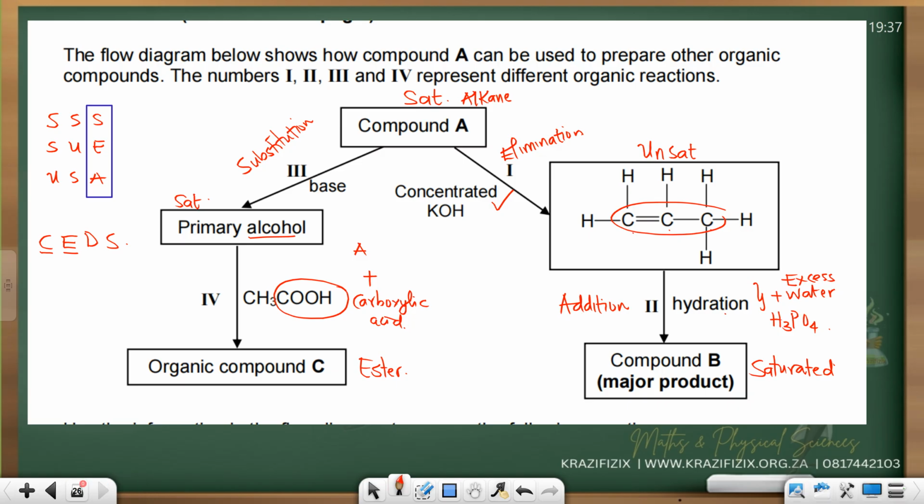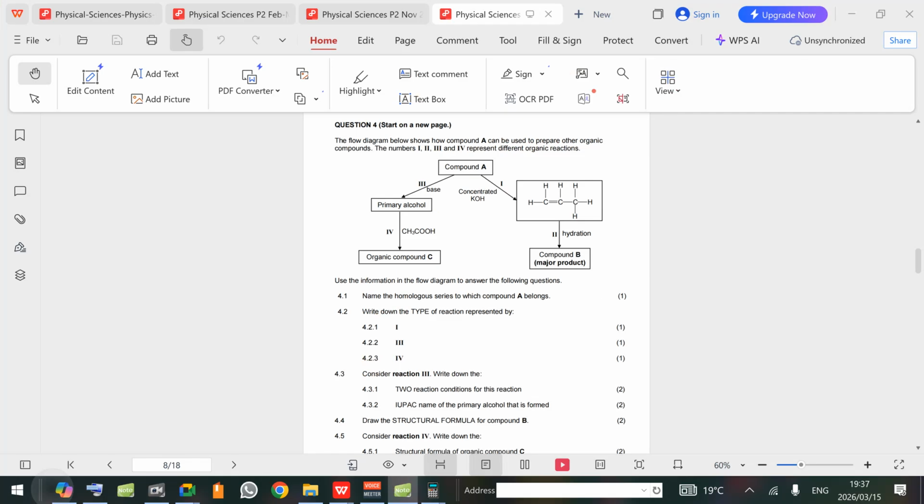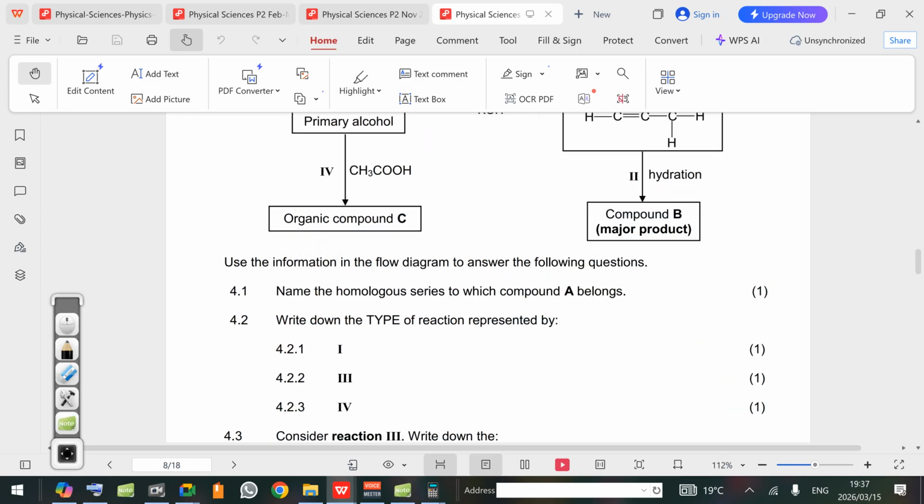Or let's read, because they could use haloalkanes. Let's read. Oh, they didn't even check. Use the information to answer. Name of homologous series. We did that. Alkanes.